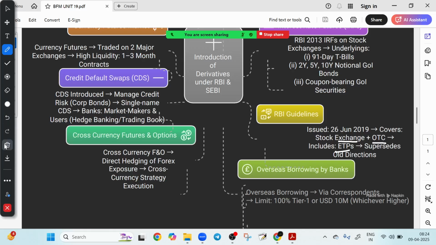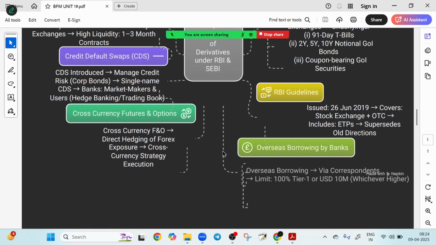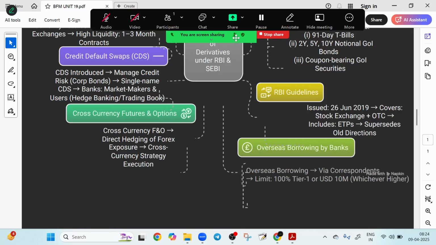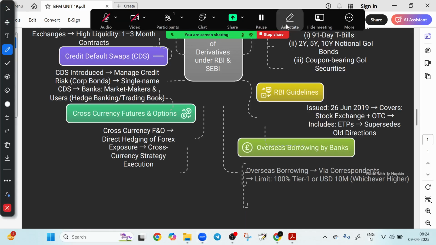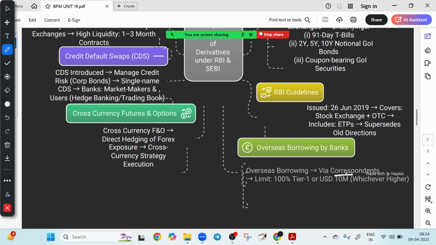Now if you look at the overseas borrowing by the bank at the bottom, remember this is a very important thing. Under this framework, a bank can borrow overseas via correspondent, and there is a cap: 100% of tier 1 or USD 10 million, whichever is higher, right, ensuring stability even when enabling global expansion.